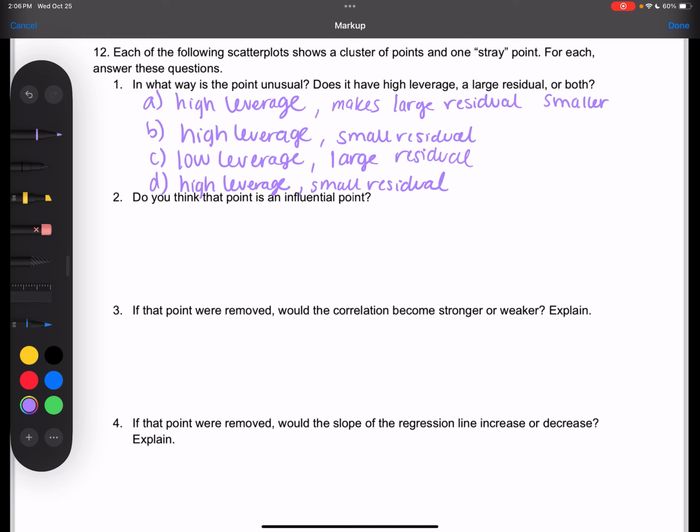What does it mean when you say it makes large residuals smaller? If we were to get rid of it, everything would have similar residuals. That one would be really big because it'd be really far off the line. But it would make it a little smaller because of where it is. Right now, my intercept would be below the x-axis.